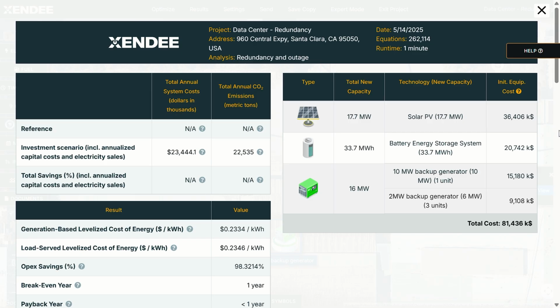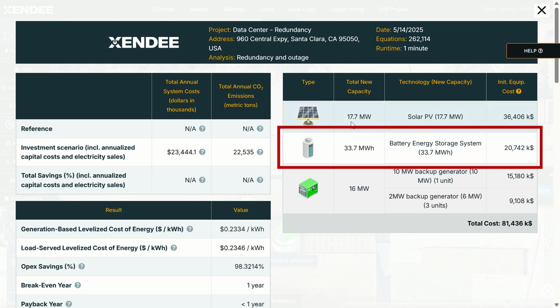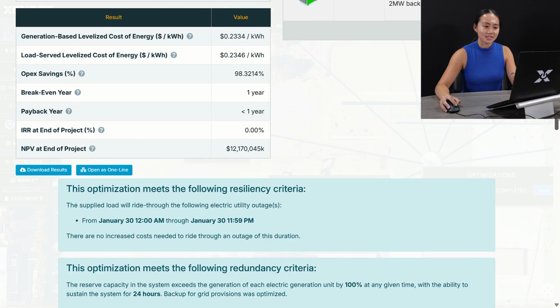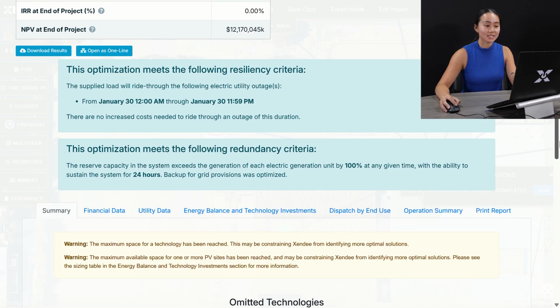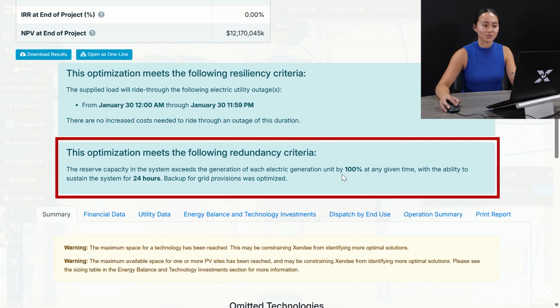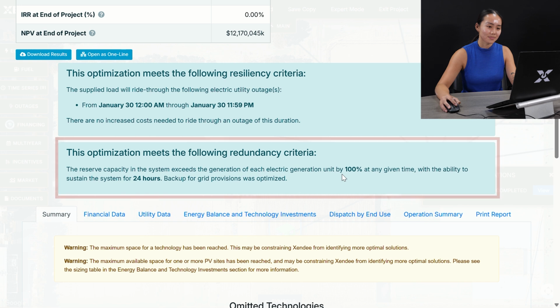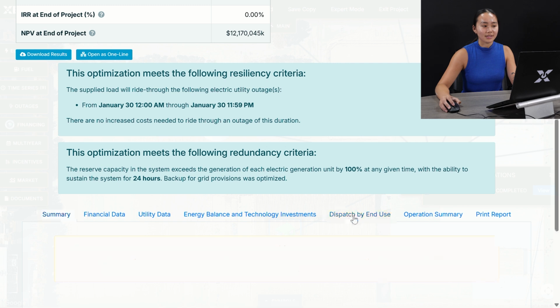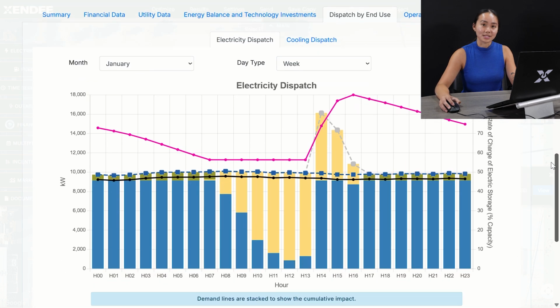The optimized result tells us that our data center will benefit from installing large amounts of battery storage. In addition to the mandatory 10 megawatt backup generator, three 2 megawatt backup generators are installed as redundant capacity. Xendee tells us that the system's reserve capacity is at least 100% of each electric generation source at any given time step, and that this 100% backup capacity can be sustained for 24 hours. Let's take a look at the dispatch to see what this means.